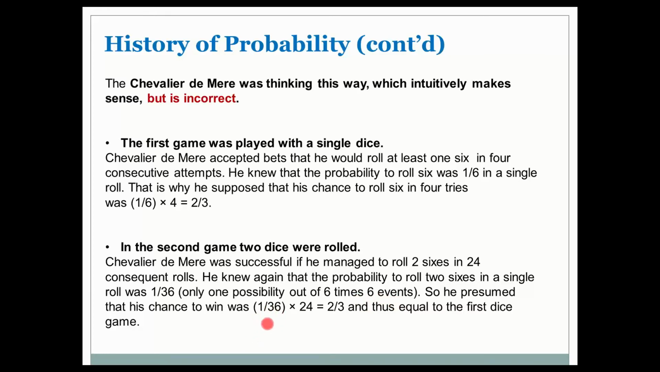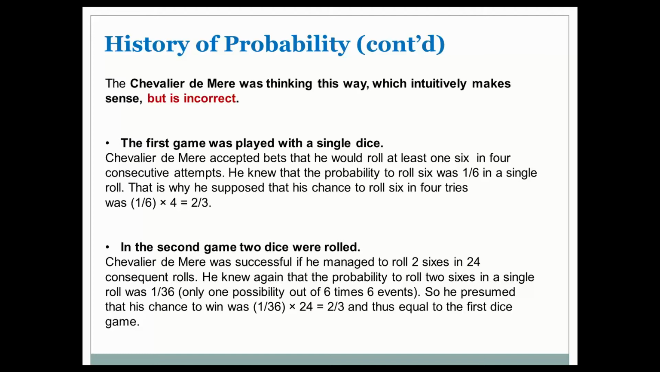So he presumed that his chance to win, he did the same kind of calculations. He took that 1 out of 36 chance to win, multiplied it by the 24 games, and again, he got 2/3. So it was equal in his mind to the single dice game. He had the same outcome of 2/3. He should be winning 2/3 of the time, but it wasn't happening that way. And that's the way you would think. You'd say, well, here's my chances of winning.